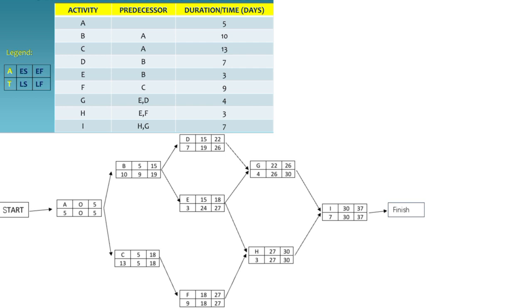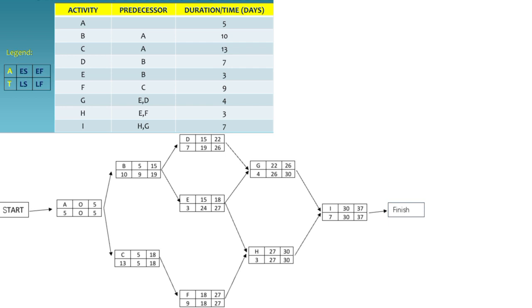Activity F. Activity F depends on the completion of activity C. So its early start is the same as the early finish of activity C, which is 18. The early finish of activity F is calculated by adding its duration to its early start, giving us EF equals ES plus duration, equivalent of 18 plus 9 equals 27.